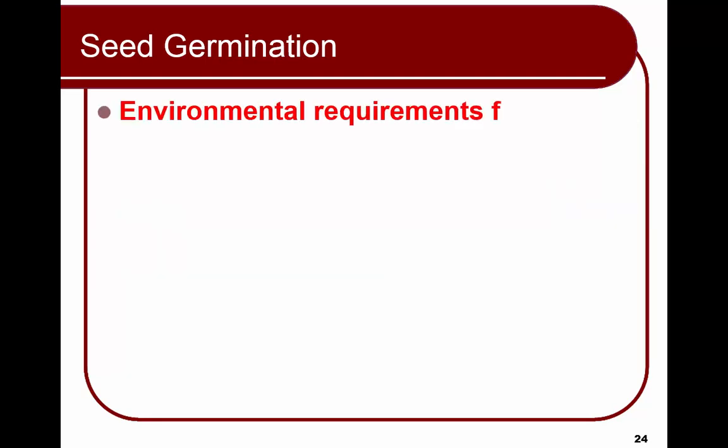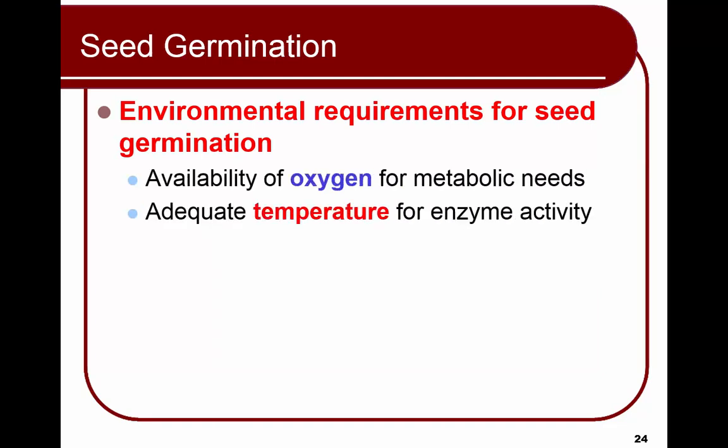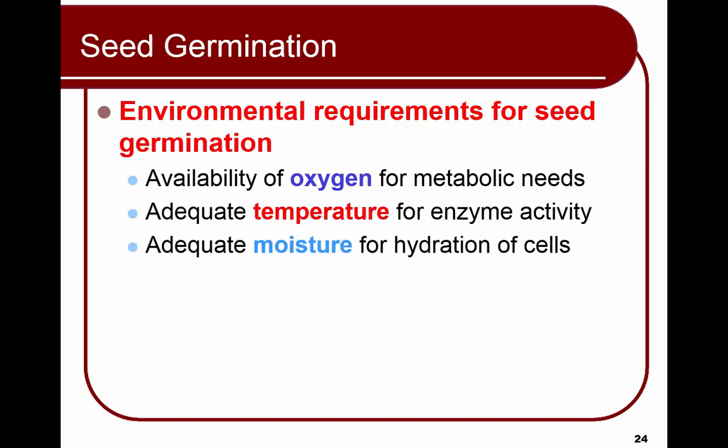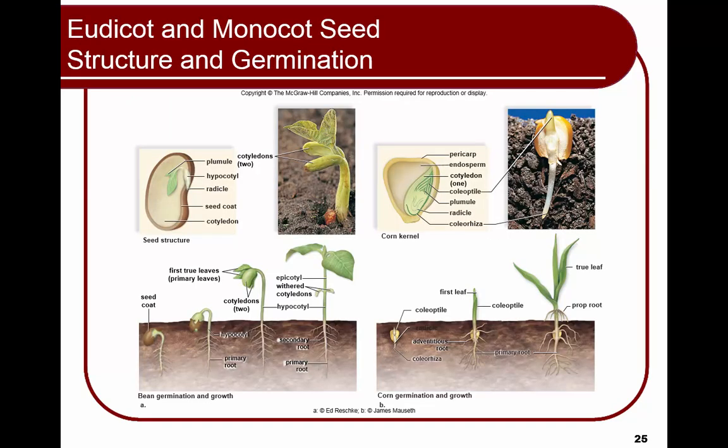Now, what do we need from the environment for this to happen? Oxygen, temperature, and moisture. And this is just showing you how a eudicot and a monocot will germinate. Corn is the monocot over here on the right, and you see that it germinates here. If you plant that corn, it's going to grow downward and upward. You're going to have shoots and roots systems, and it has a primary root.